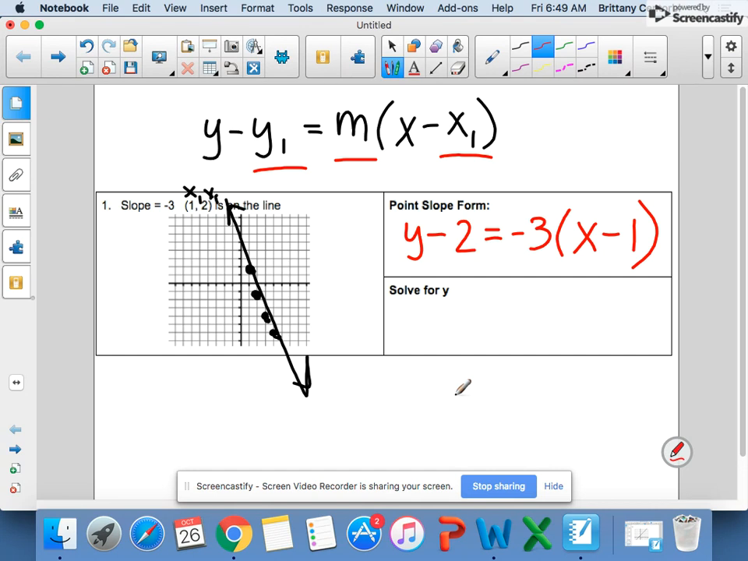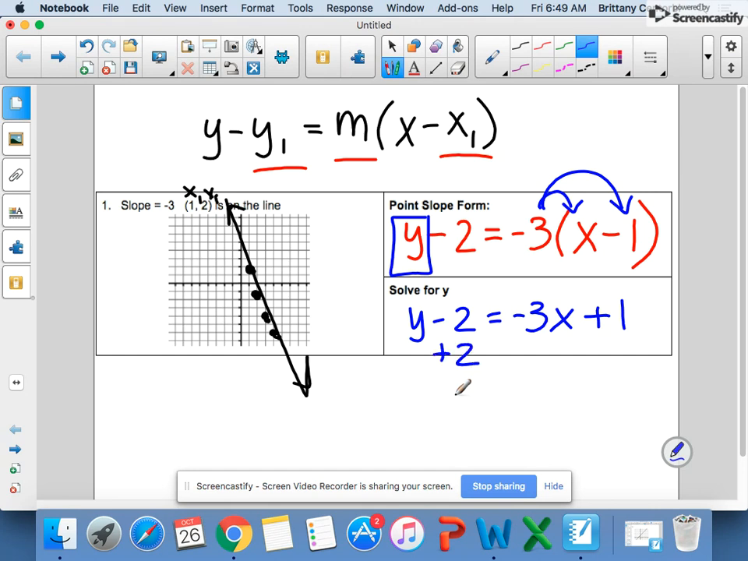Next, we have to solve for y. So that means that I am trying to get this y completely by itself. So it says y equals, and then whatever it is going to equal. So we're first going to start by distributing this -3 here. Remember, we distribute it to both things inside the parentheses. So I'm going to be left with y minus 2 equals -3x, and a -3 times a -1 is a +1. And then our last step to get y completely alone is to add 2. So we get y equals -3x plus 3 as our final answer.